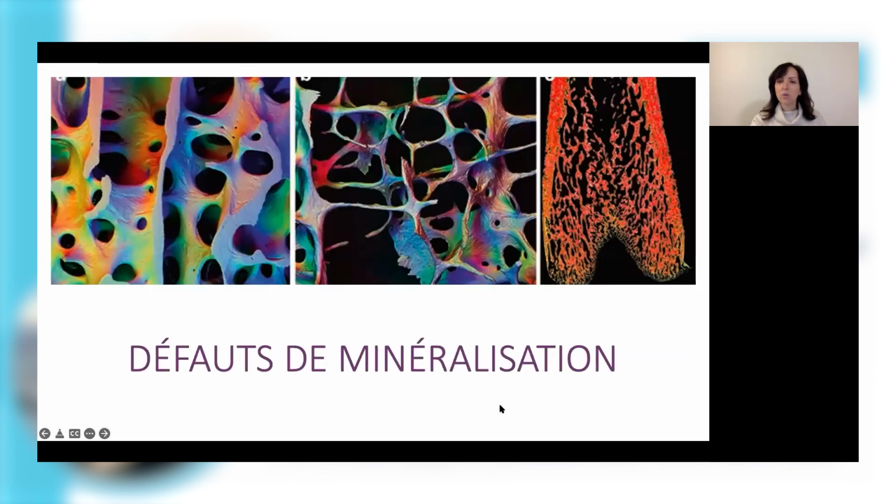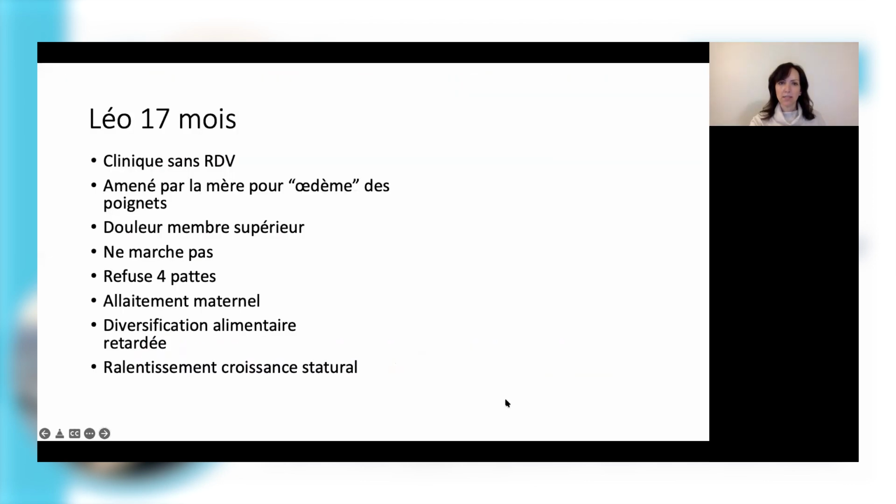Okay, so let's start with some problems with mineralization. Like I said, we'll be doing this through some case studies. So you see Leo in your walk-in clinic, and his mother brought him because she finds that his wrists seem a bit swollen. He seems to have some pain in his lower extremities, and although he was progressing and developing well up until a few months ago, he's refusing to walk, and although he used to crawl on all fours, now seems to be hesitant to do so.